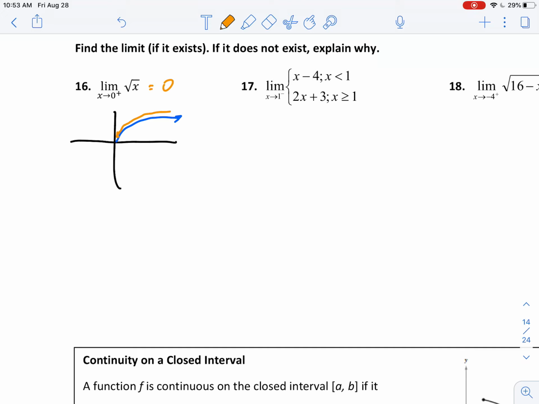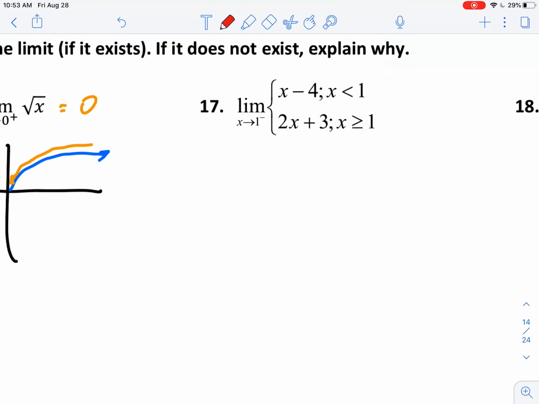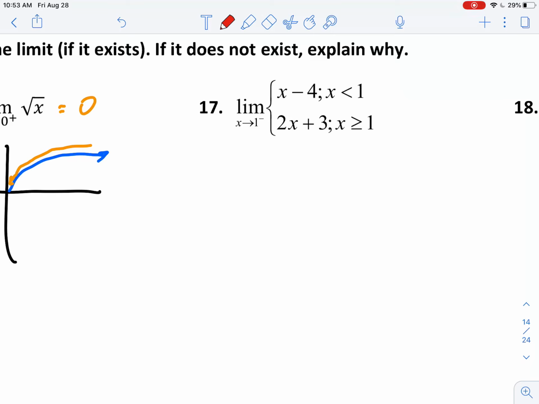Number 17. You guys can graph this function, or with these piecewise functions, I'm looking for the limit as x approaches 1 from the left. So from the left are values that are less than 1. So what I can do, or what this little minus sign tells me to do, is plug in 1 to the expression that represents the function to the left of 1, which would be x minus 4. So this answer would be 1 minus 4, which is -3.